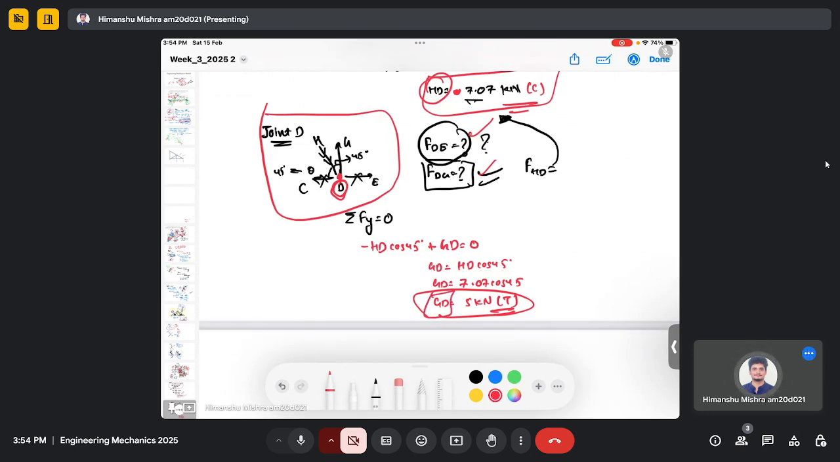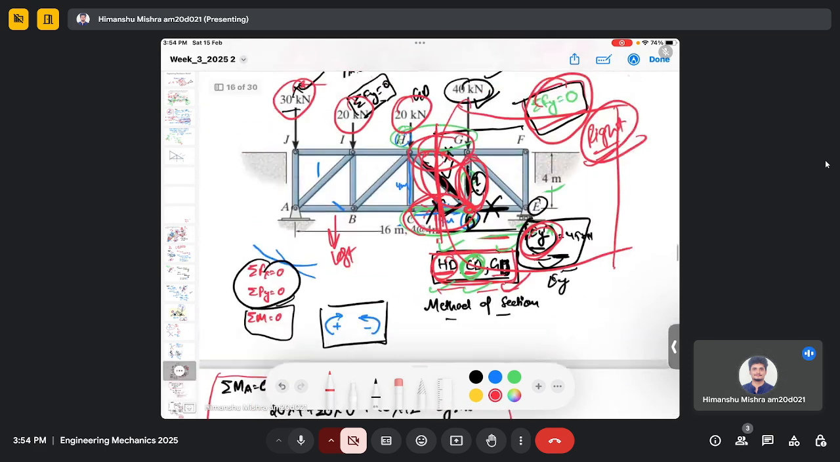So you can see in all of these three members we use three different techniques, and those three different techniques you have to decide. So any doubt in this question?